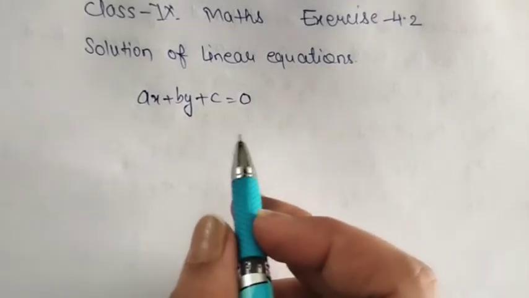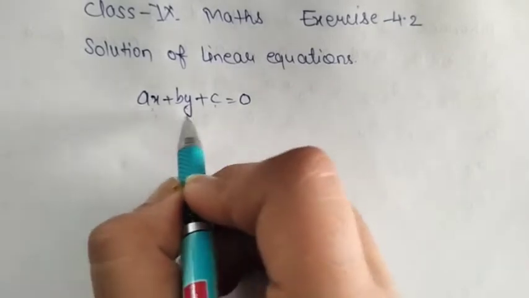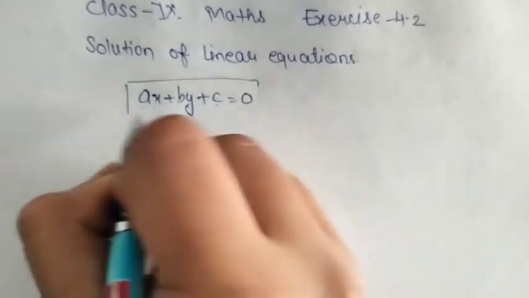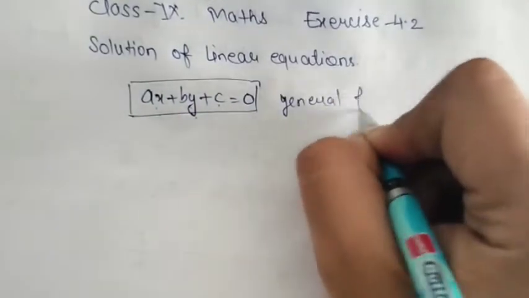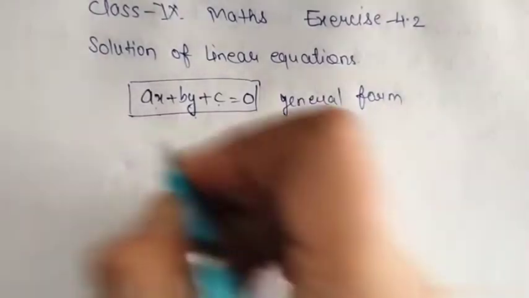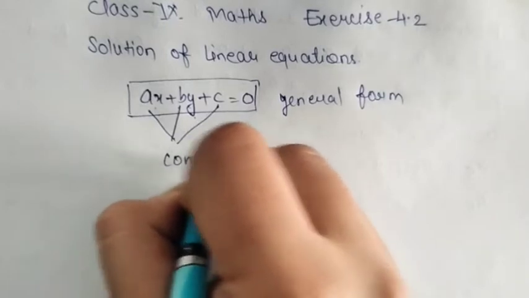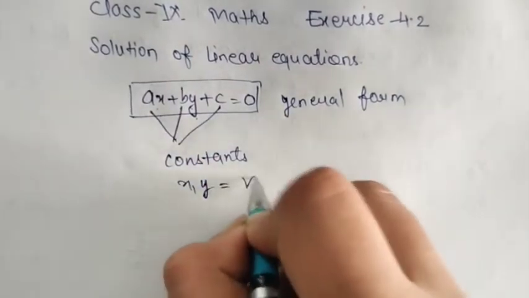Okay, the general form of linear equation where a, b, c are the constants and x and y are the variables. Okay, so what is this? This is the general form of linear equation where a, b, c are the constants and x and y are the variables.